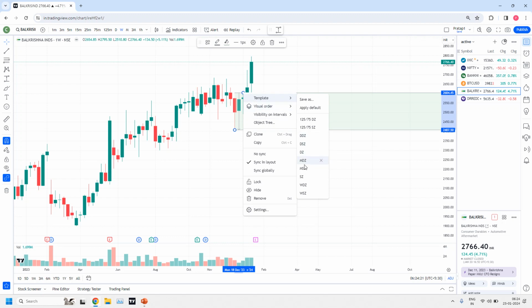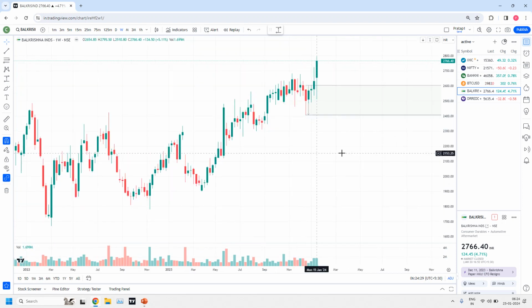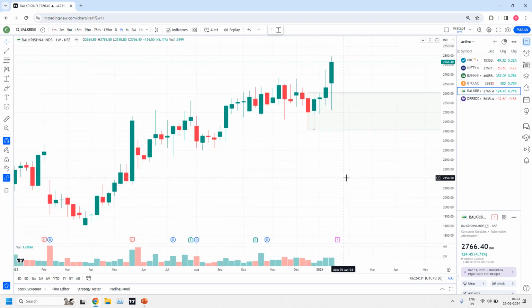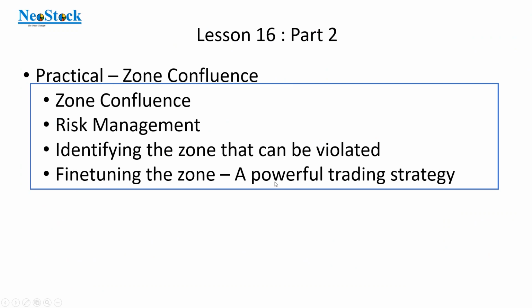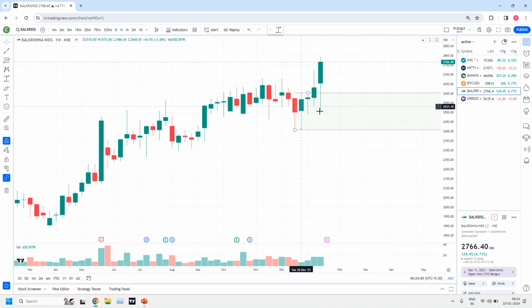Let me make it even more light color. Even though it is weekly, I'm keeping the monthly demand zone color. So what is the rule here? What is the concept we are following? Fine tuning the zone. Because we don't want to take the trade on the whole zone, we want to take the trade inside. By fine tuning a zone, again inside we will further fine tune. So from weekly, we fine tune to daily.